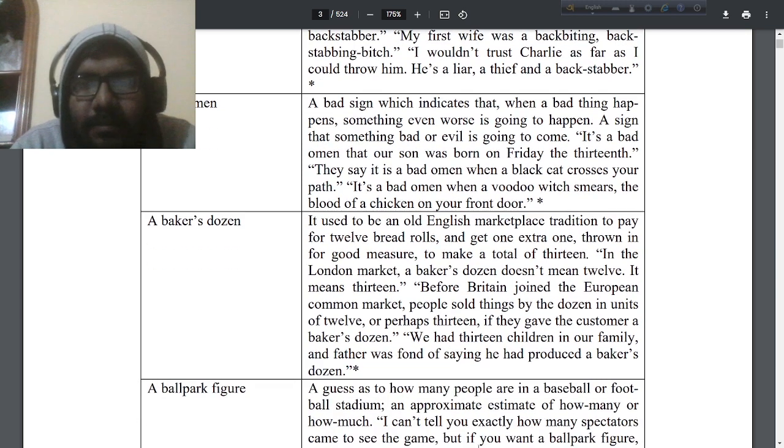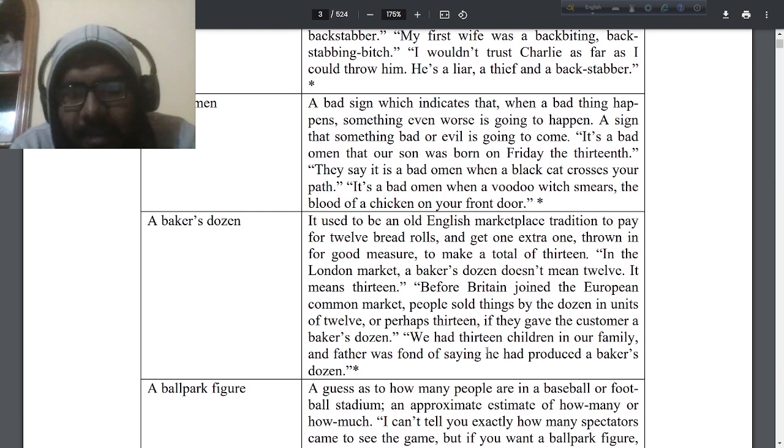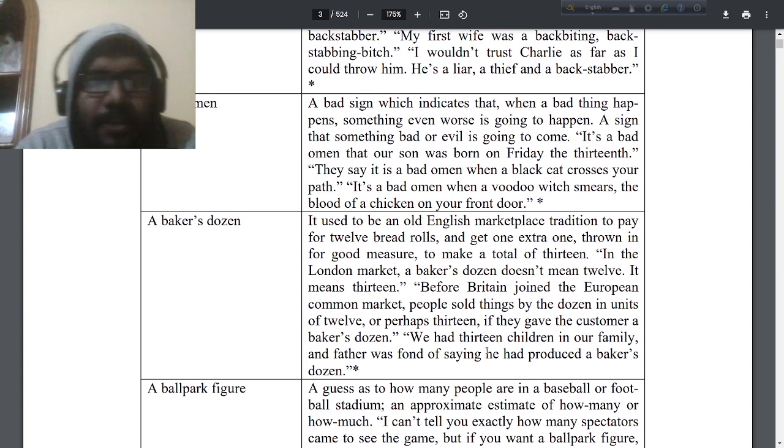In the example, we had 13 children in a family, and the father was fond of saying he had produced a baker's dozen. So 13 is the number which is extra, more than a dozen. Whenever you get 12 plus one, it is considered a baker's dozen. Okay, so I think these three idioms are clear to you, and I hope you learn them and use them more. That's it.